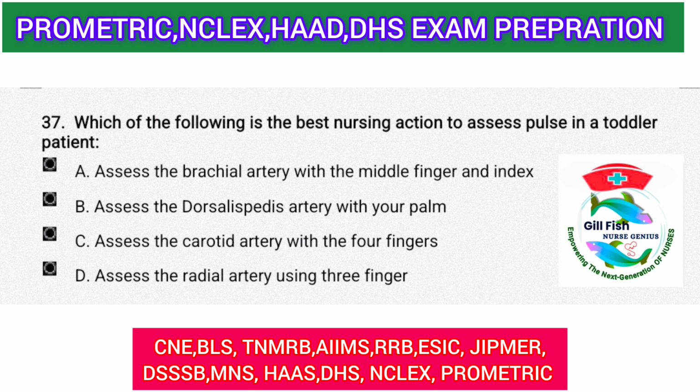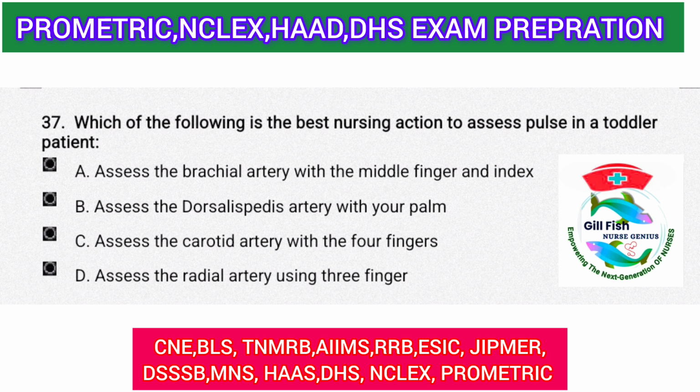Option A, assess the brachial artery with the middle finger and index. Option B, assess the tarsalis pedis artery with your palm. Option C, assess the carotid artery with the forefinger. Option D, assess the radial artery using three fingers. So what is the best and correct answer?